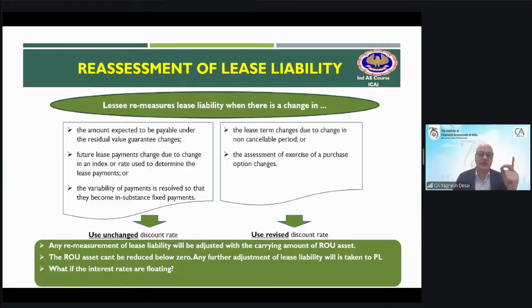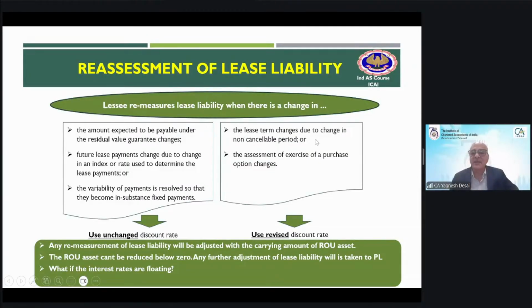But the moot question is, whenever there is a change in the lease term, for whatever reasons, what should be the rate at which the lease for the balance term is to be remeasured? Should we use the same rate as we have used initially, or use the revised discounting rate?